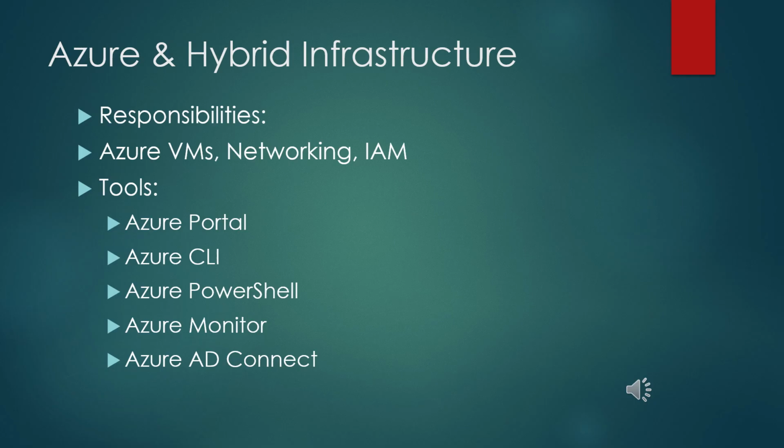Now let's look at a real-time scenario. Suppose a user reports that they are unable to access an application hosted in Azure. First, we check if the virtual machine is running using Azure Portal. Next, we verify network connectivity and NSG rules. If the issue is related to login, we check Azure AD and Azure AD Connect synchronization. We also review logs in Azure Monitor to identify any errors. This structured approach helps us quickly identify and resolve issues.